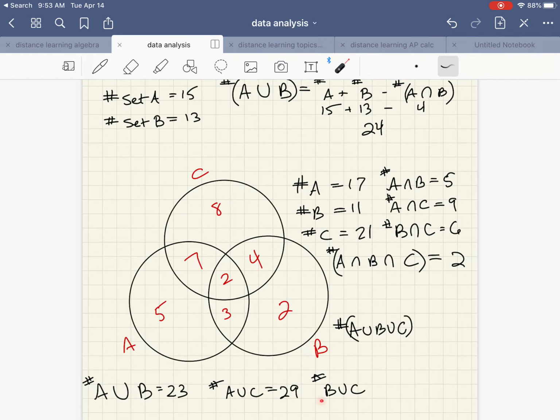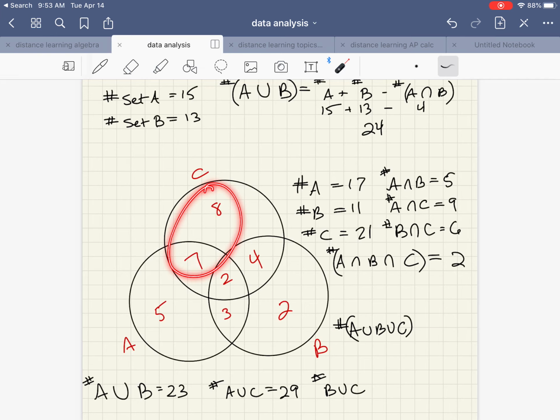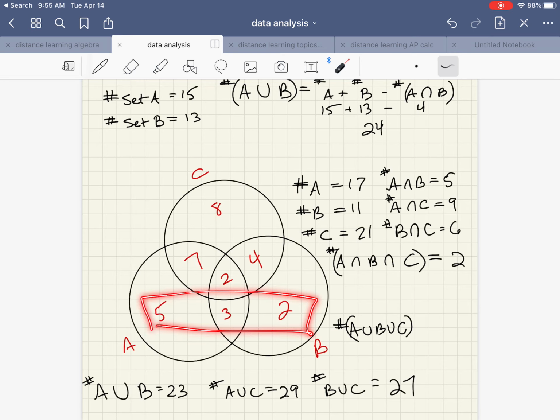And then B union C is everything that's not in A. So everything but the 5. Here's 15, and 6 is 21, and 5 is 27. And lastly, A union B union C, if I just add up all of the numbers, that's 10, 17, 19, 23, looks like 31 altogether.